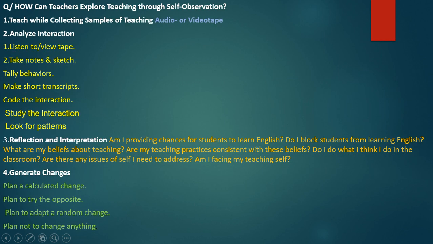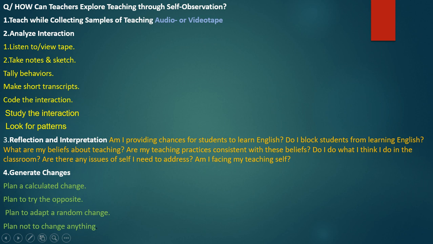How can teachers explore teaching through self-observation? As we have mentioned, we have 4 steps. Each step has a different process. In the first step, we collect samples of teaching. How can we collect samples of teaching? By either audio or videotape. Then we analyze the interaction by listening, reviewing the tape, taking notes, telling behavior, making short transcripts, coding the interaction, studying the interaction, and looking for patterns.